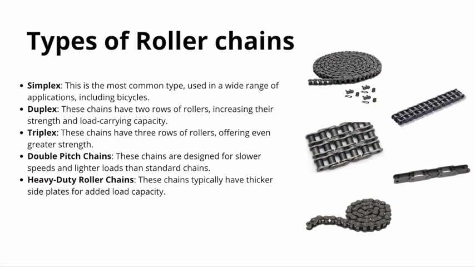For the duplex, these chains have two rows of rollers, increasing their strength and load carrying capacity. Same for triplex. These chains have three rows of rollers, offering even greater strength. For the double pitch chains, these chains are designed for slower speed and lighter load than standard chains. For heavy-duty roller chains, these chains typically have thicker side plates for added load capacity.